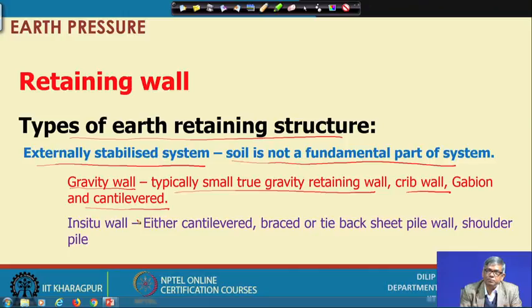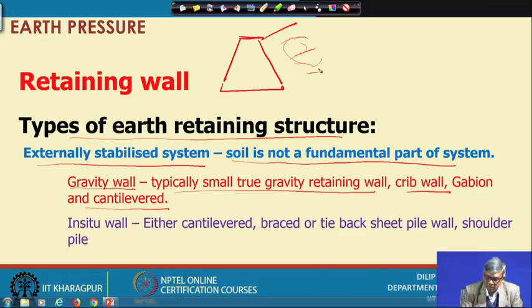Gravity wall means its stability depends on its weight only. So, it will be a huge mass. Typically a gravity retaining wall will be something like this. It is huge, and then the retained soil will be maybe here. So, this is typically a gravity retaining wall, and there is a crib wall.